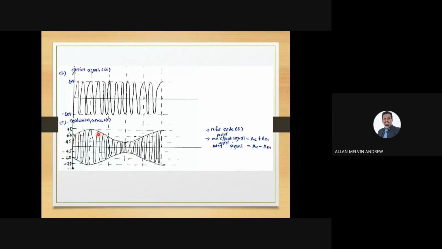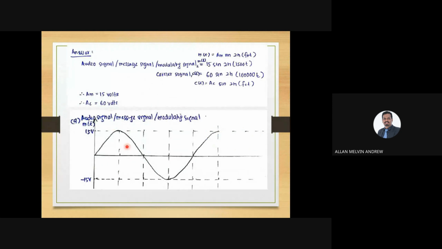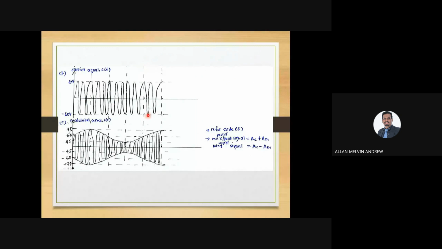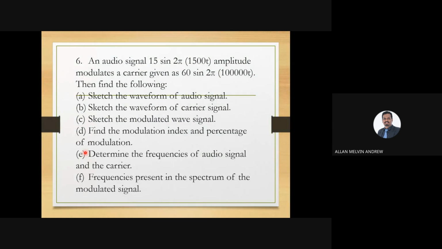Once you have this as an envelope, then in between you just draw the same carrier signal. So by referring to this, we can draw the message signal, the carrier signal, and also the modulated signal. I will give you assignment 1 regarding this, so you can have a better understanding when you try. After that, find the modulation index and percentage of modulation.